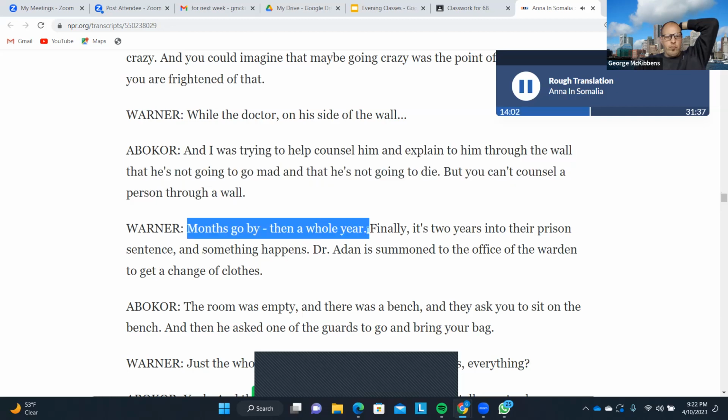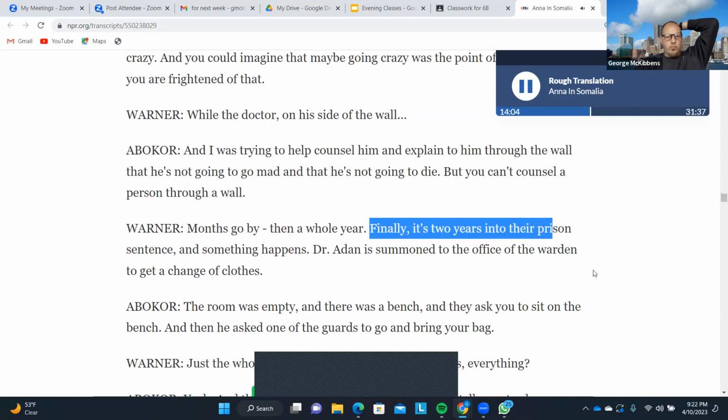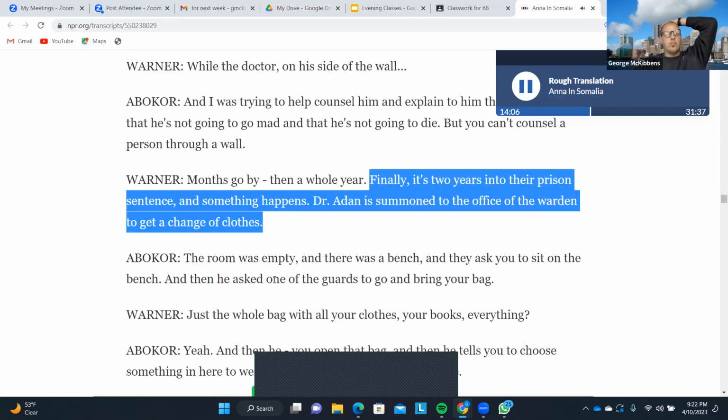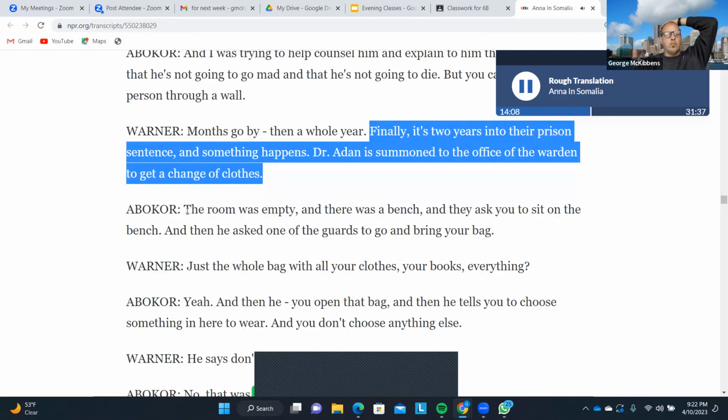Months go by, then a whole year. Finally, it's 2 years into their prison sentence, and something happens. Dr. Aden is summoned to the office of the warden to get a change of clothes.